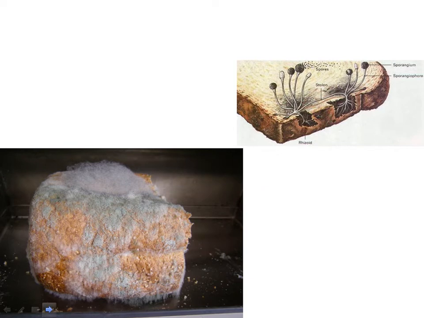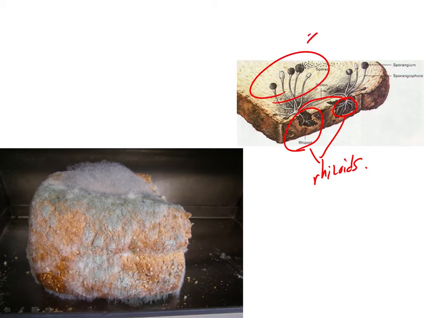Here it is growing on some bread. Nice drawing up here. There's our rhizoids growing into the bread. There are these little runners. They're called stolons. Doesn't matter for us, but they run between. And here's our sporangia.